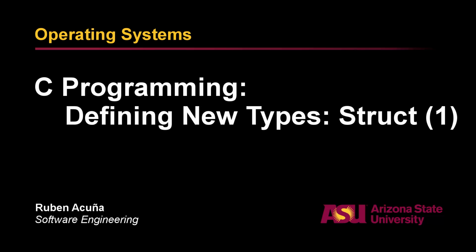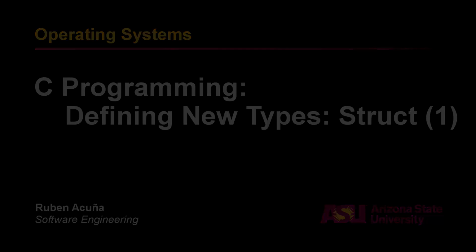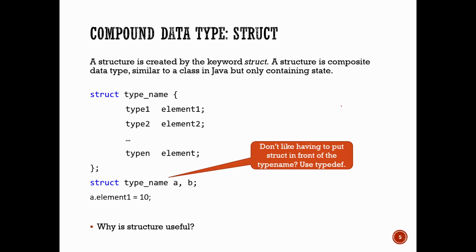In this video, I'm going to be talking about the keyword struct. The basic idea of the struct keyword is to create what is called a structure in C, which is a composite data type. That means that it's a single type that has multiple things inside of it.